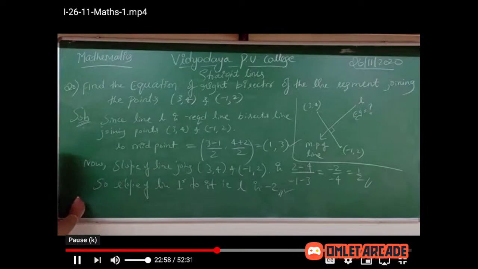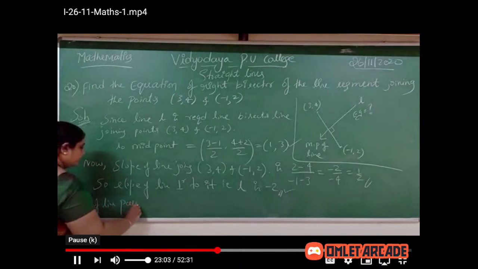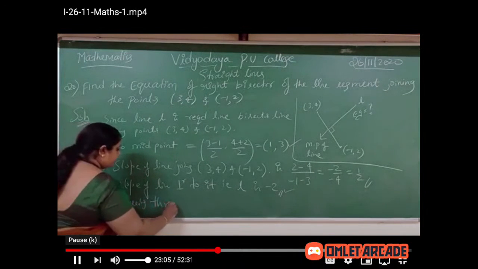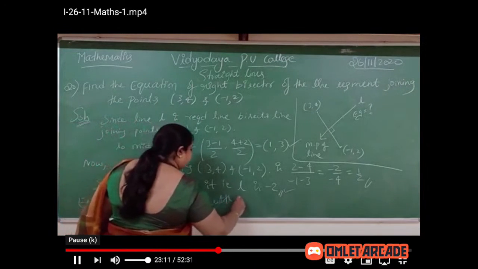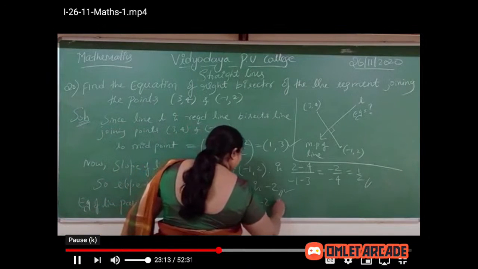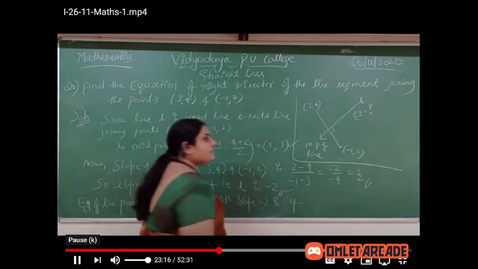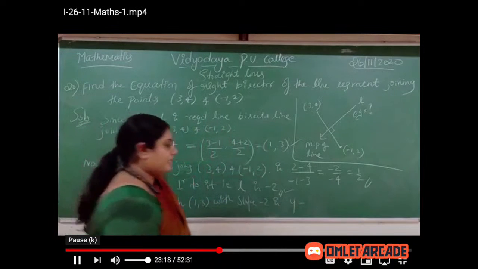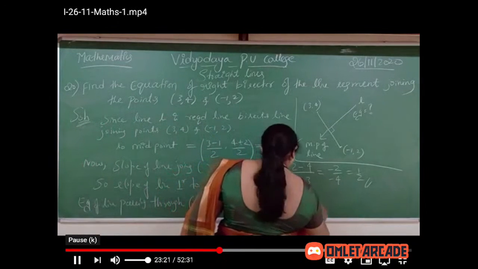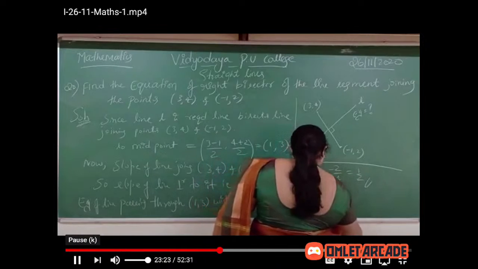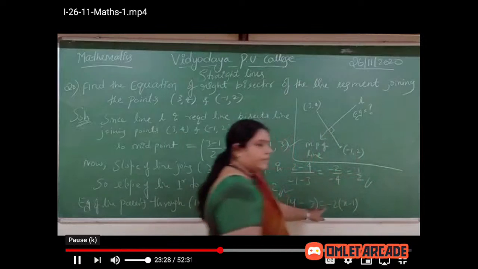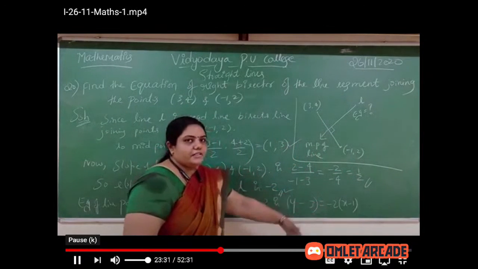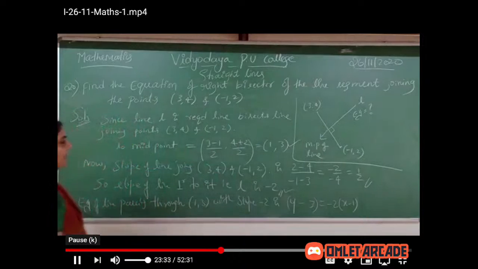So finally, the equation of the line passing through the point (1, 3) with slope -2 is, what is the formula? y minus y0 is equal to m into (x minus x0). y minus 3 is equal to -2 into (x minus 1). And when you simplify this, you will get the required equation of the line.